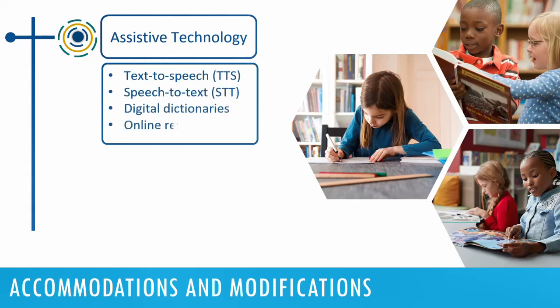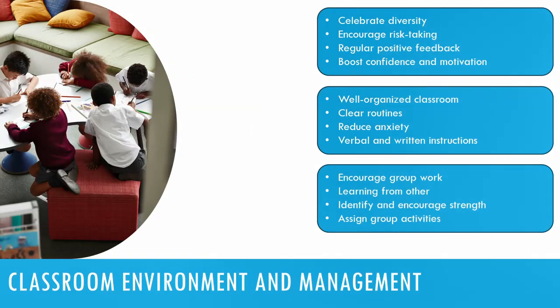Classroom environment and management. Classroom environment and management plays a big role in ensuring proper implementation of support services to help students with dyslexia. An ideal classroom environment encourages the following: positive and supportive atmosphere, fostering an environment that celebrates diversity and encourages risk-taking without fear of embarrassment. Providing regular positive feedback to boost confidence and motivation.